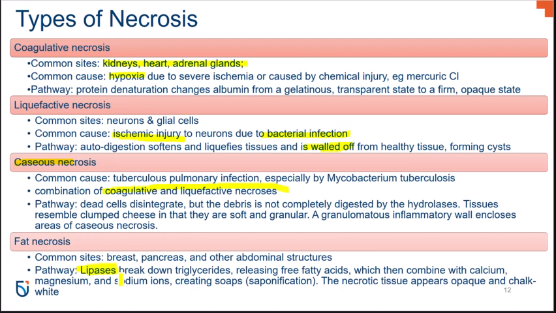And then these fatty acids are going to combine with calcium. They're going to combine with magnesium and sodium ions, and they create almost like a soap. It's called saponification. The necrotic tissue will have this opaque and chalk white look because of that.